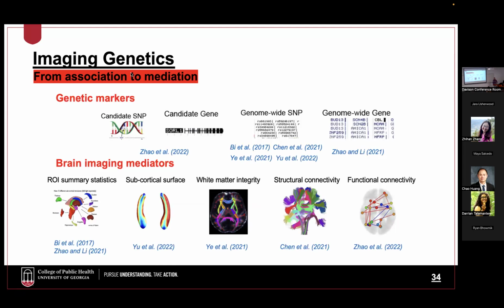In the existing studies of imaging genetics, we have different kinds of genetic markers, like candidate SNPs or candidate genes. We also have genome-wide SNPs and genome-wide genes. For the imaging mediators, we have region-summarized statistics. We have subcortical surface or white matter phenotypes, or we also have some connectivity-based mediators, like matrix-type mediators.